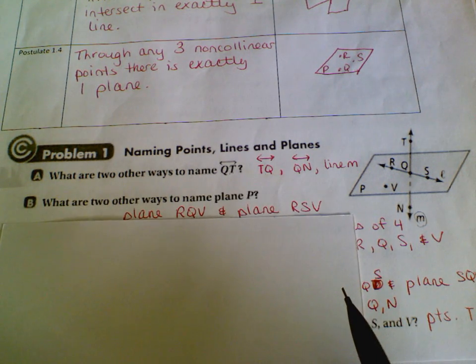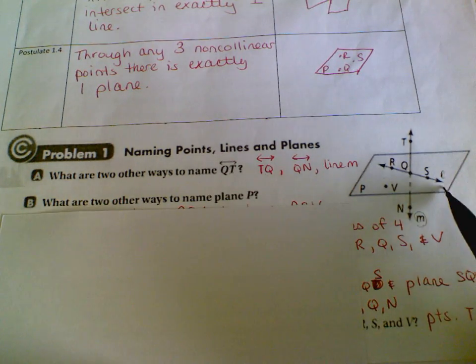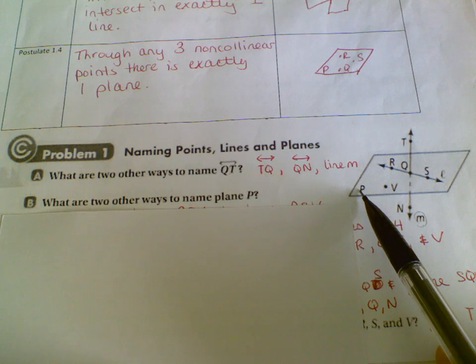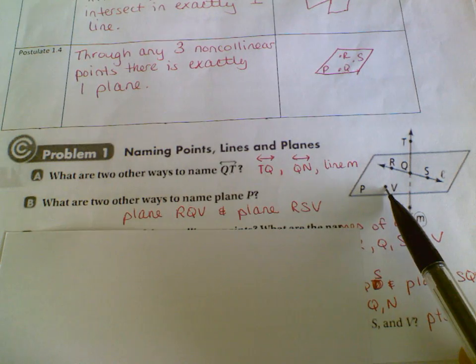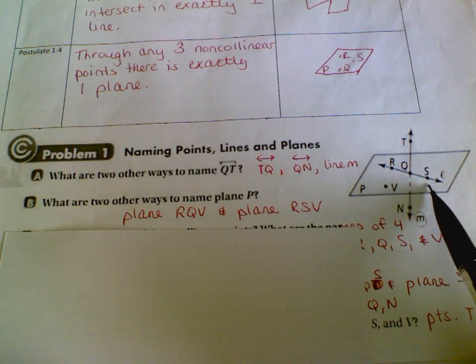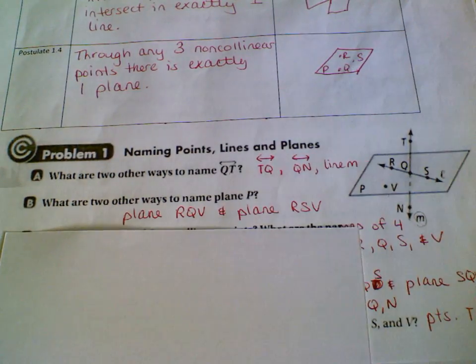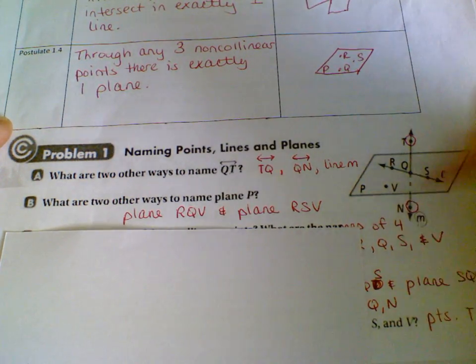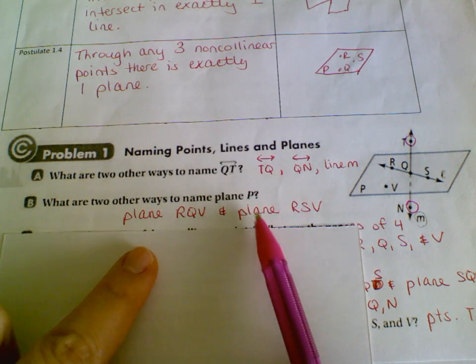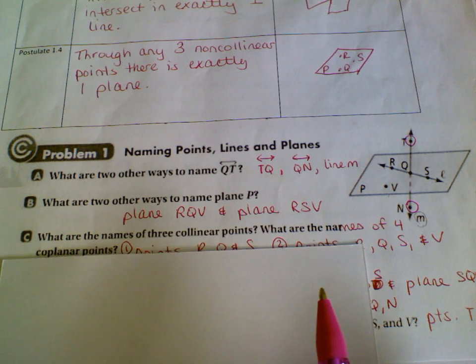Alright, two other ways to name plane P. Remember, the plane is the rectangle, so I can use any three points that are on there. So plane RQV, I could say RSV, I could say RQS, any three points that lie on this plane. Now the two points that do not lie on the plane are T and N, and I would not be able to use those for the name because they are not on the plane. So pay attention to what you're using.